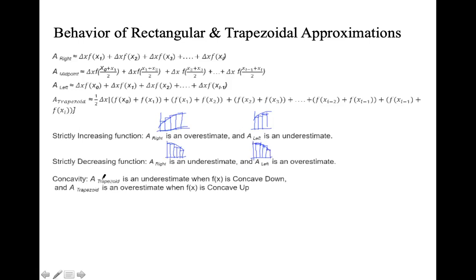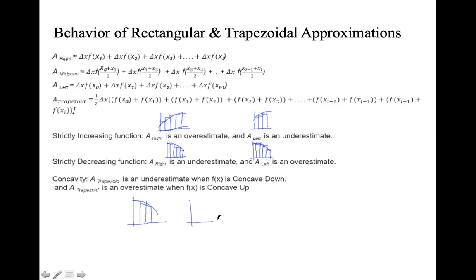All right, when we look at trapezoid approximation, it has to do with concavity. So a trapezoid is an underestimate if the graph is concave down. So let's draw a concave down curve. I've kind of been doing that all along. So this is concave down, and my trapezoid approximation is an underestimate if it's concave down. So if you look, these trapezoids are going to fall below the curve.